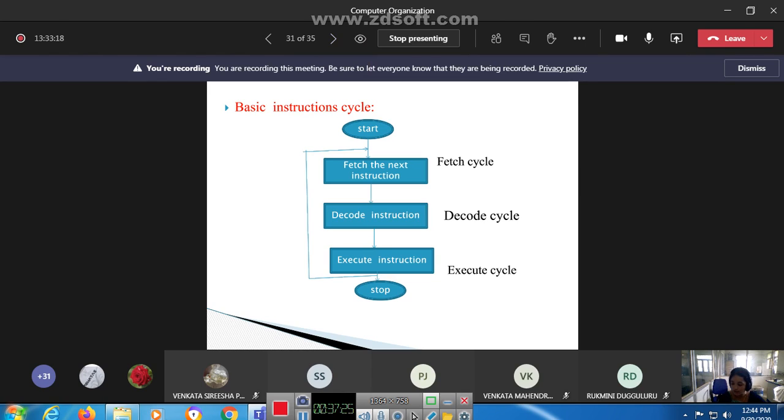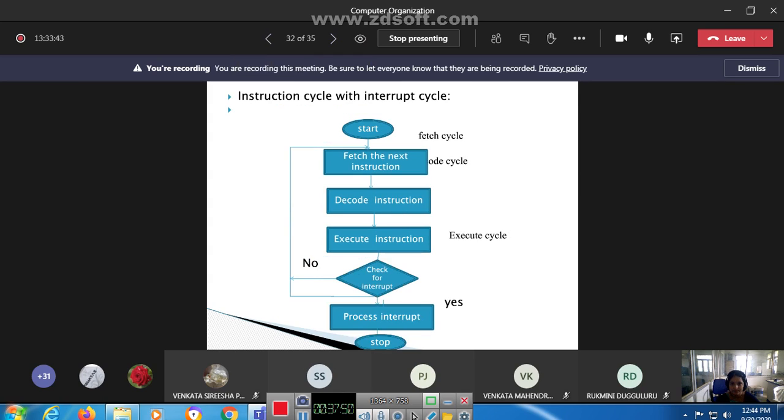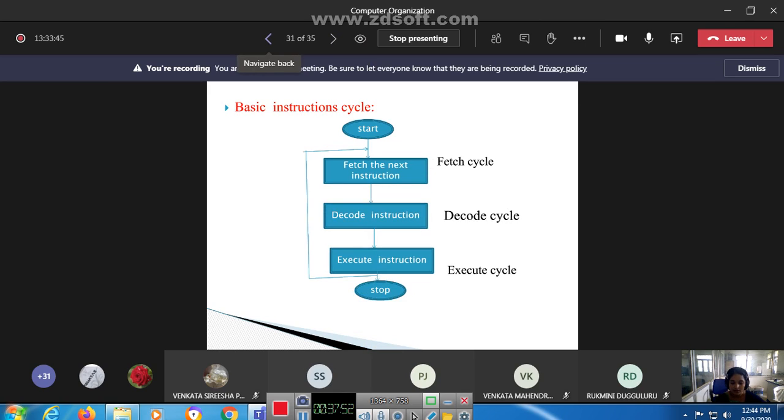instruction cycle. So what is meant by basic instruction cycle? Next, coming to basic instruction cycle. This is the diagram of the basic instruction cycle. So in this we are seeing the execution of a program.